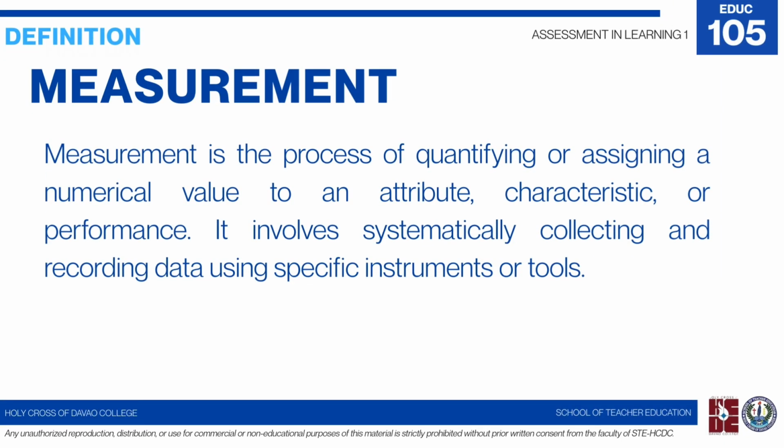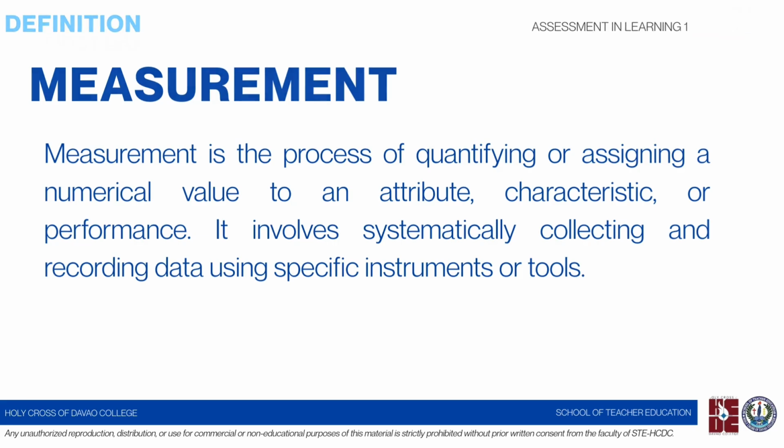Let us now define what measurement is. Measurement is a process of assigning numbers to the performance. It answers the question, how much did the learner get? A good example would be when a learner scored 18 out of 20, 85%, or 120 words per minute in reading as a standard. Measurement gives us data, but it does not tell us yet if it is a good or a bad assessment.